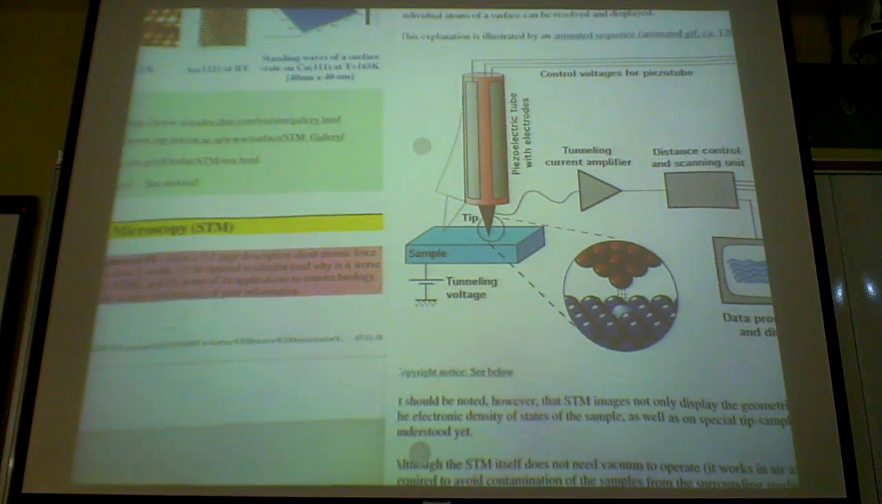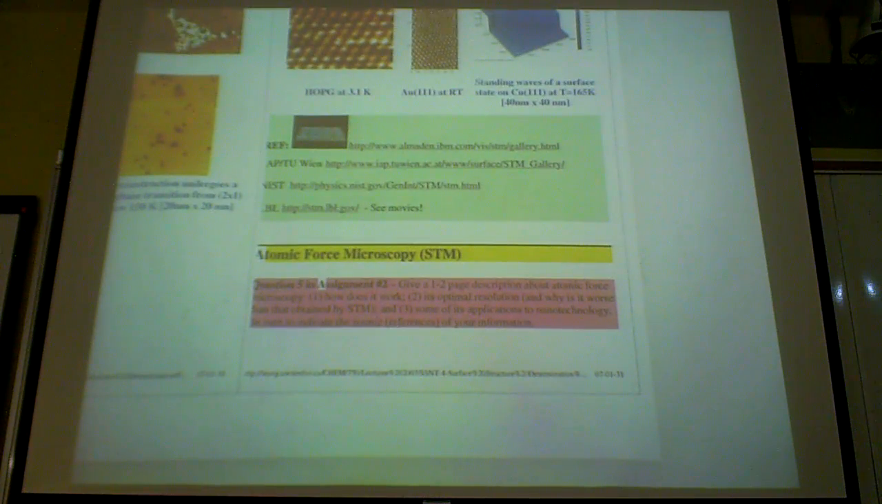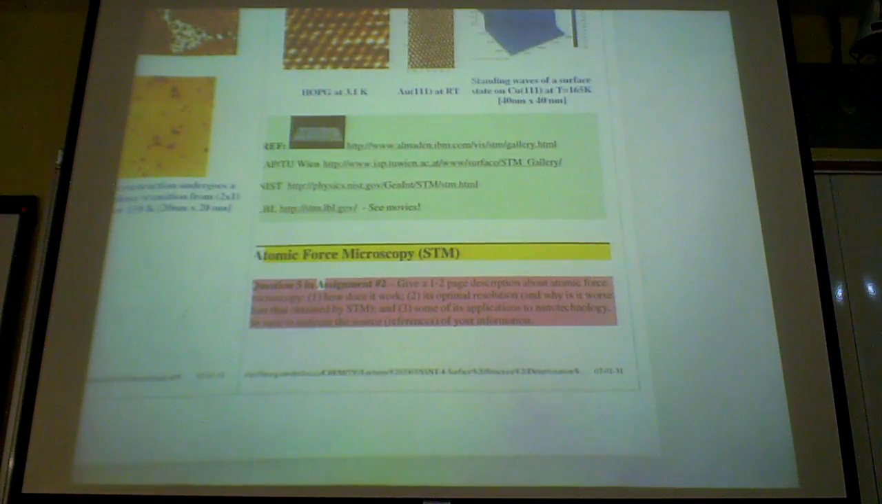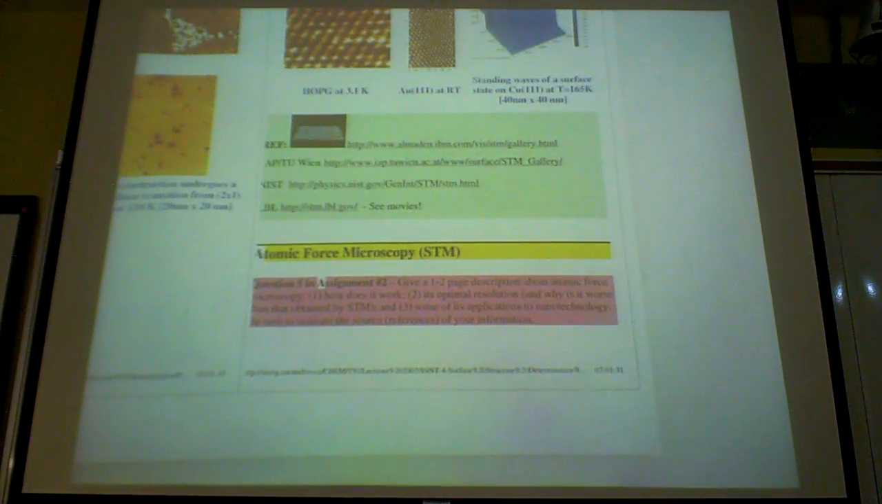So I'd like you to find out. I don't want to go into AFM, which is an important tool. I want you to do a little bit of homework, to go read something and find out how AFM works, because it's related to STM. Find out the difference. This is an exercise in question number 5 in assignment 2. It's an attempt to move you in that direction, to let you learn it yourself.